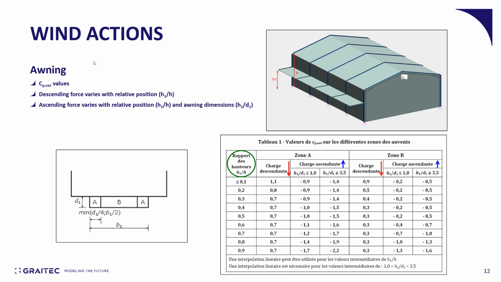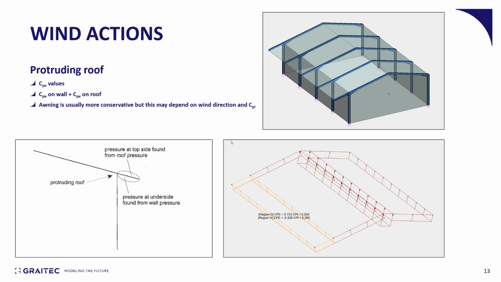Indeed, for awnings, we should use the net pressure coefficients, CP net, and the awning should be divided into two zones, A on the corners and B in the middle. And on these zones, we should apply first a descending force based on the location, the relative position of the awning, but also an ascending force which will use the dimensions of the awning. And this ascending force can be quite significant, with a pressure coefficient being as high as 1.7 in the extreme case. Whereas for a protruding roof, as explained in the Eurocode 1, we should use the usual CPE values, and we should combine the pressure on the adjacent roof with the pressure from the wall below.